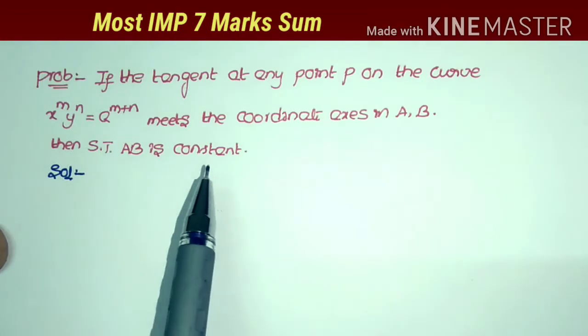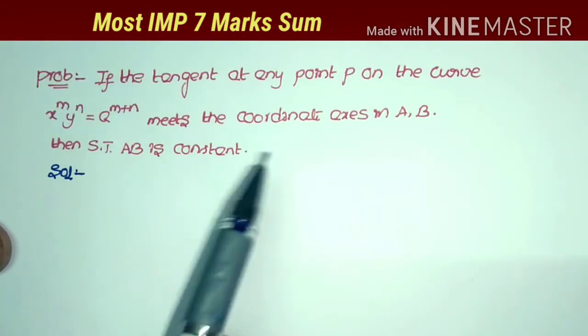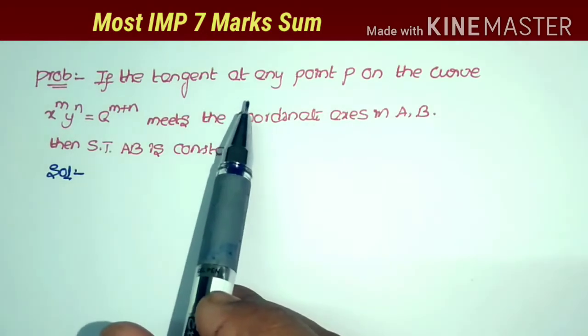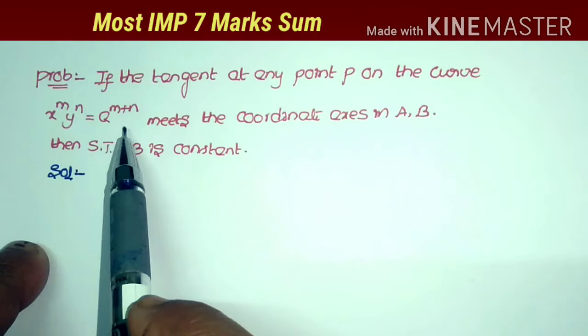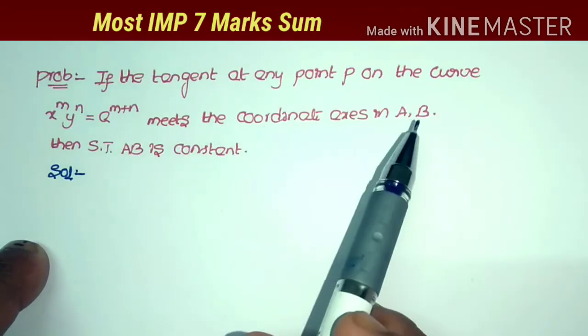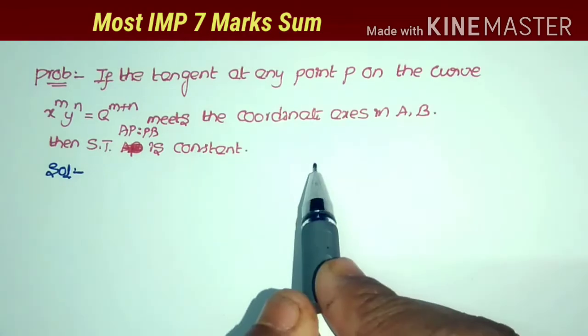Important sum for essay question. This is the very important essay question from the applications of derivatives. The question is: if the tangent at any point on the curve x^m y^n = a^(m+n) meets the coordinate axes in A, B, then show that AP : PB is constant. So this is the given question.